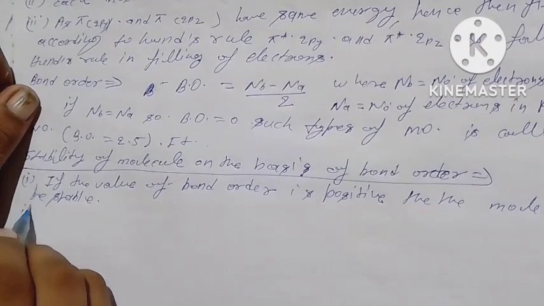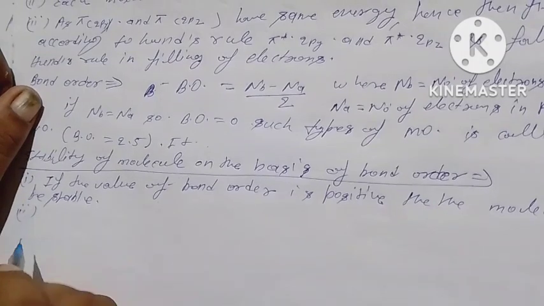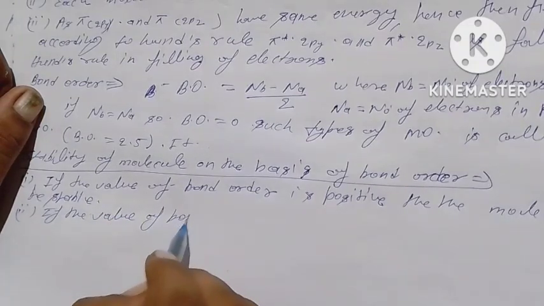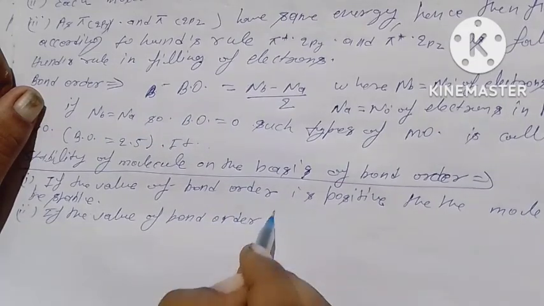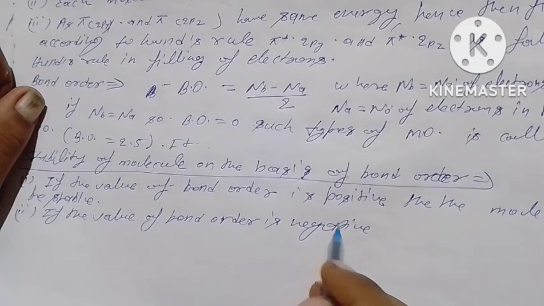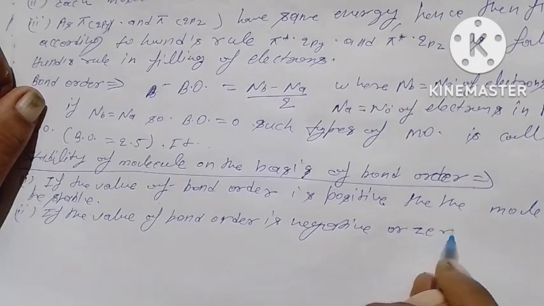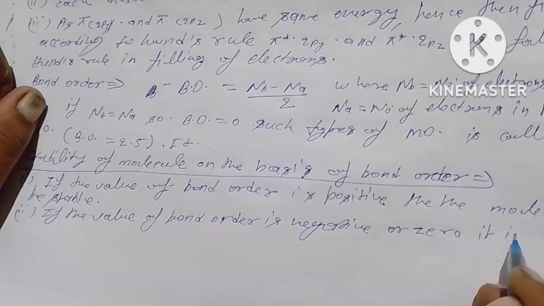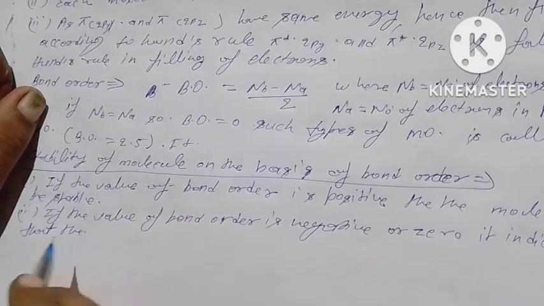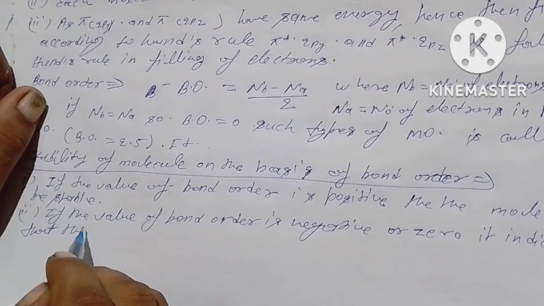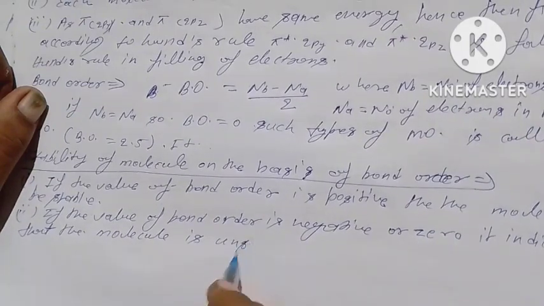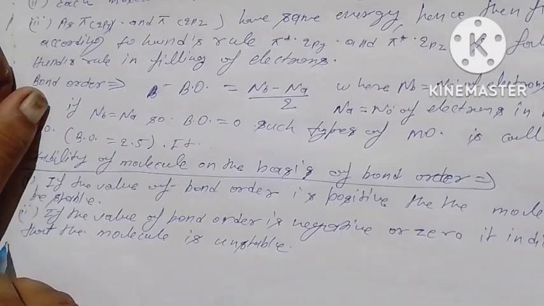Second point, if the value of bond order is negative or zero, it indicates that the molecule is unstable.